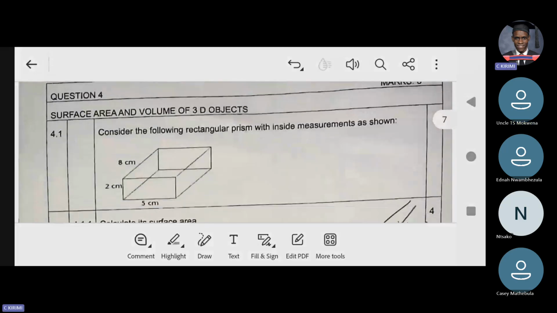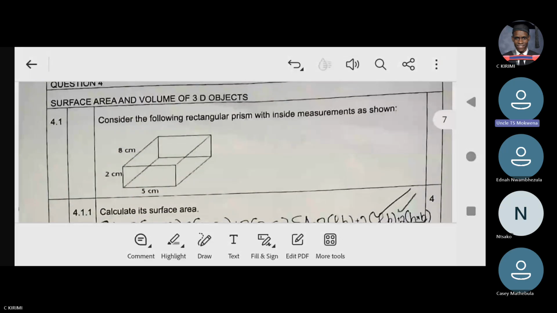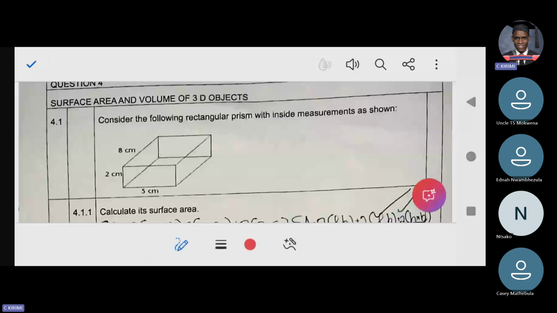All right, let's go to question number 4. The following rectangular prism. So now we are in 3 dimensions. If we say dimensions, what do we mean? We mean length, width or breadth, and height. It's 3D. So length, breadth, and height.